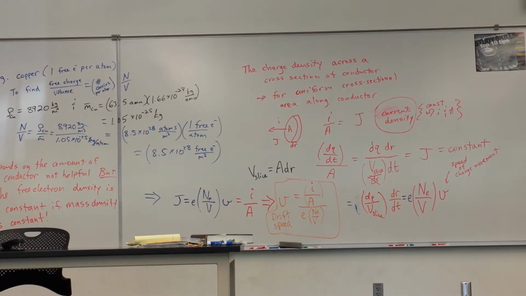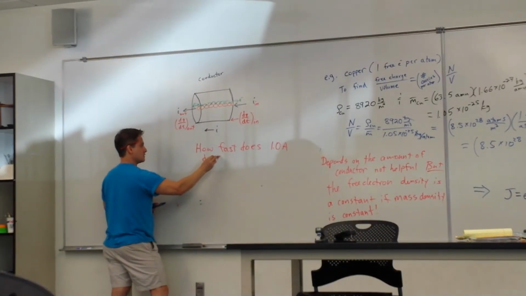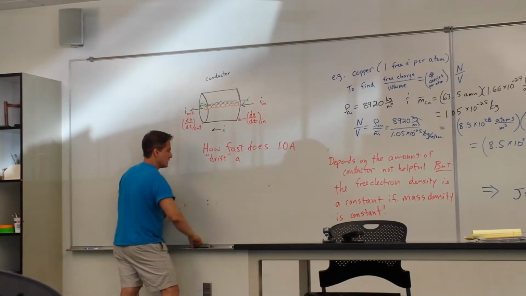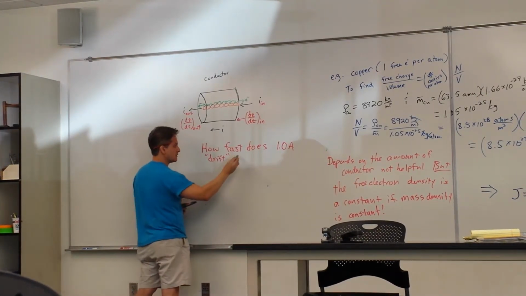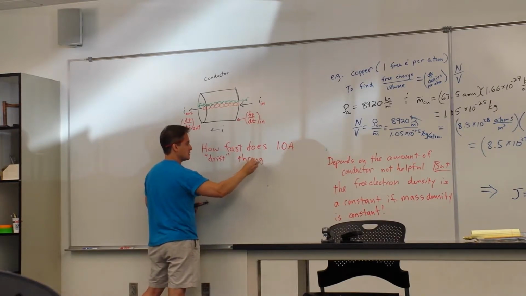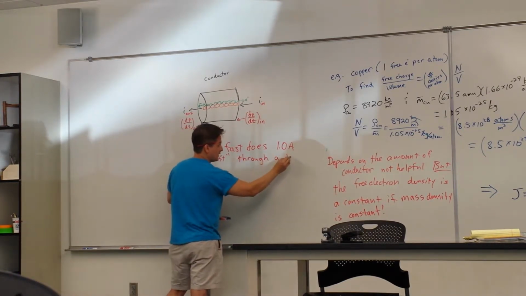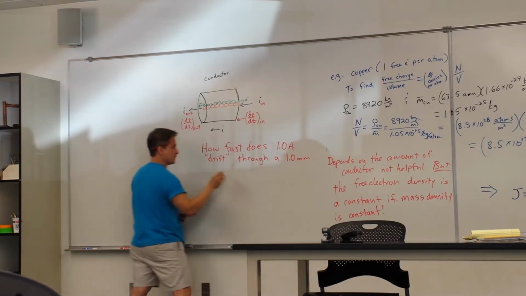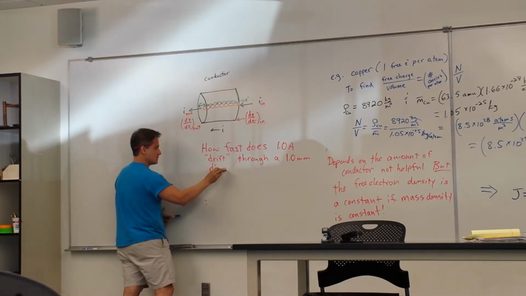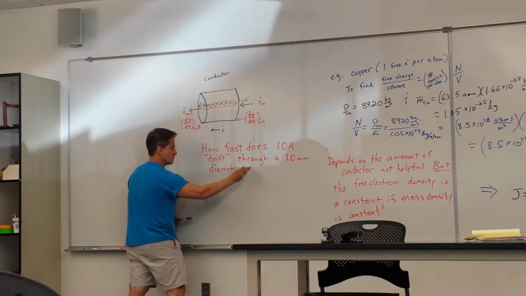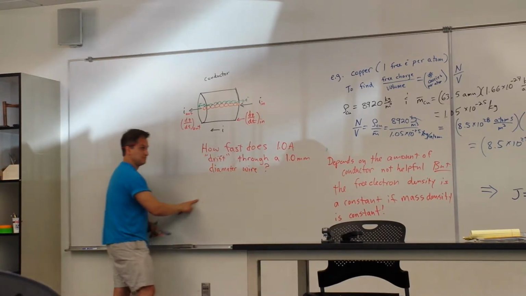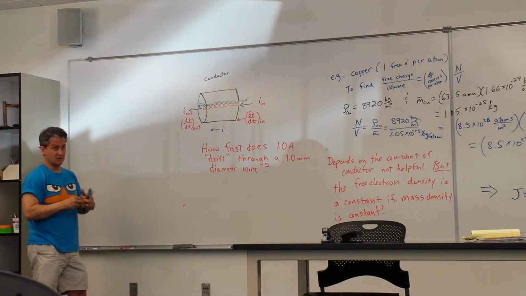So now we'll just say, so how fast does, well, we'll keep it simple, 1 ampere of current drift through a 1 millimeter diameter. Why? Ideal size wire.